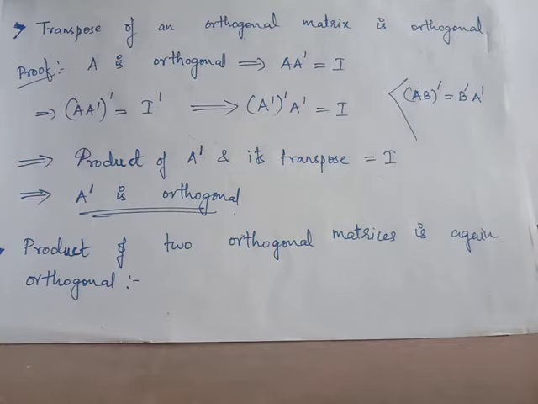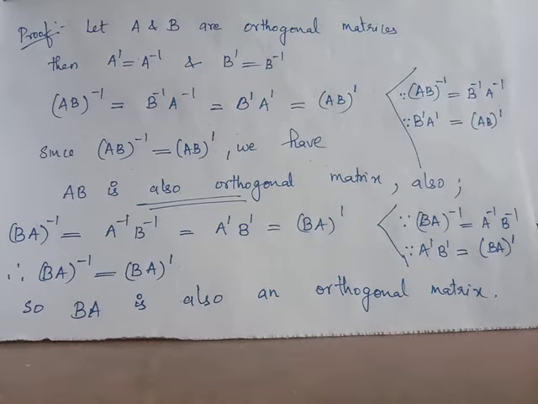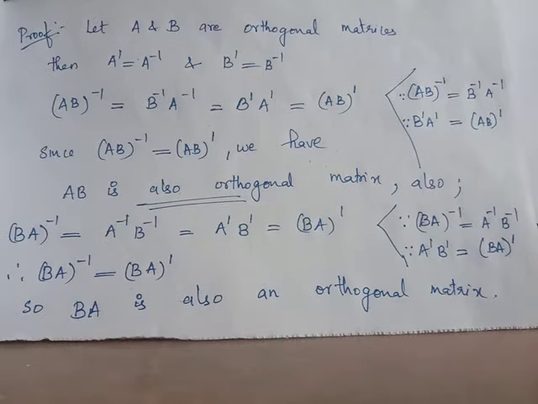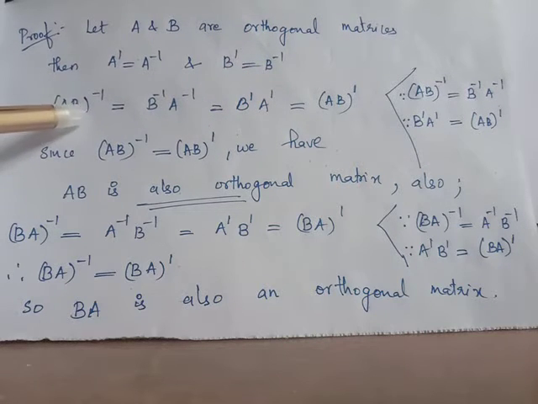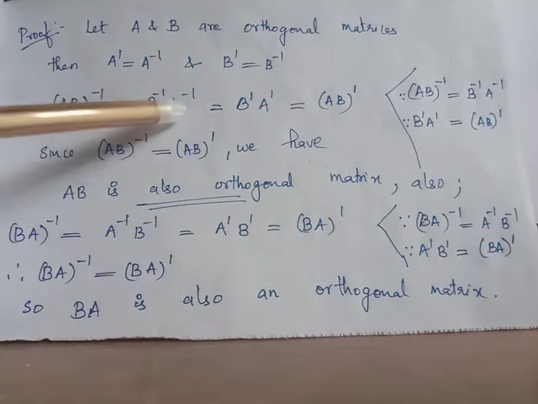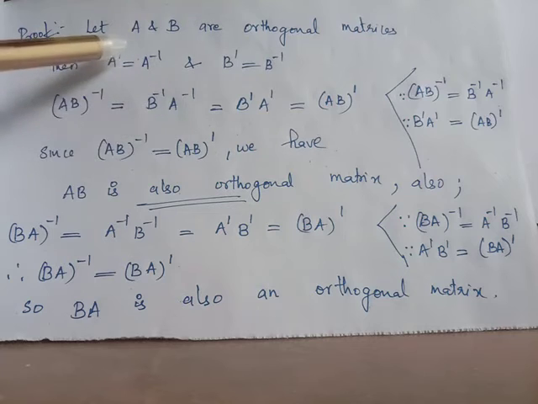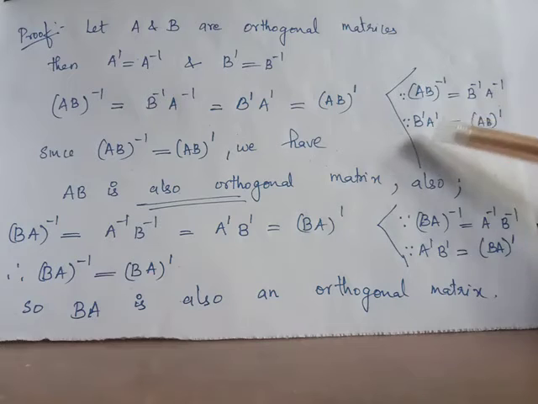Next property says that product of two orthogonal matrices is again an orthogonal matrix. Let's look at the proof of this property. Consider two orthogonal matrices A and B. Then we know the properties A transpose equal to A inverse and B transpose equal to B inverse by the property of orthogonal matrices. When you take AB the whole inverse, you can replace it by B inverse into A inverse. B inverse can be replaced by B transpose. A inverse can be replaced by A transpose. Also, by standard property of transpose, you know that B transpose into A transpose takes the format AB the whole transpose.